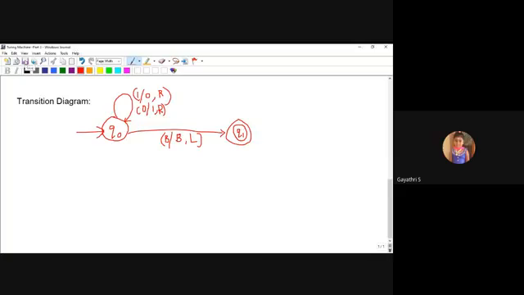So clear? So what's the next step? I will make an ID, a very simple ID. ID means instantaneous description.